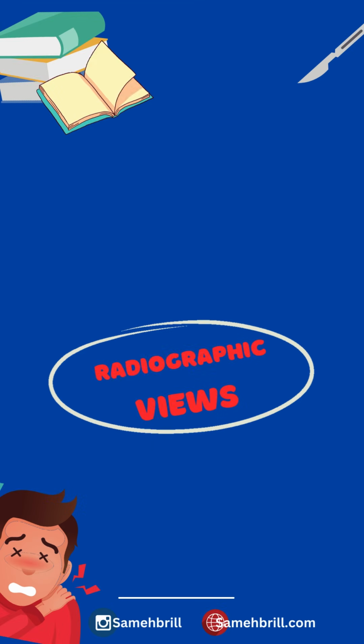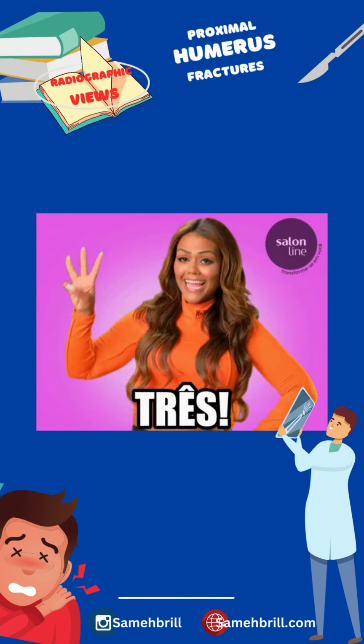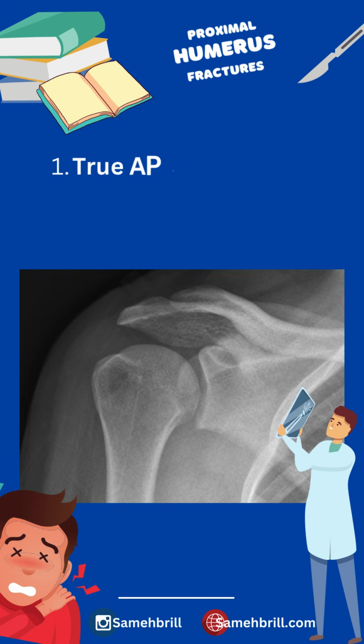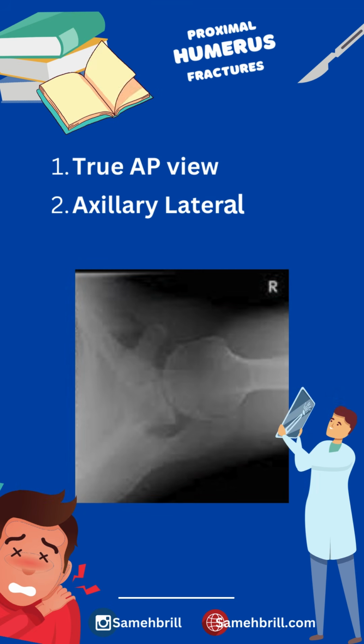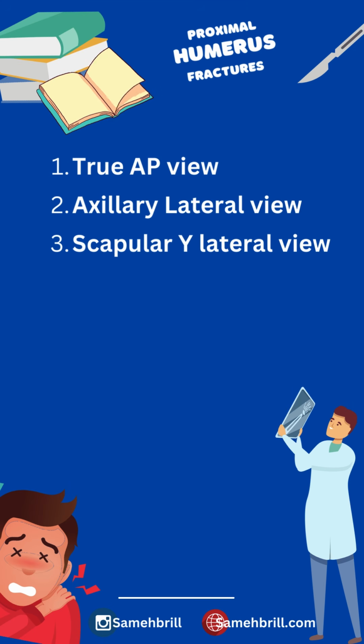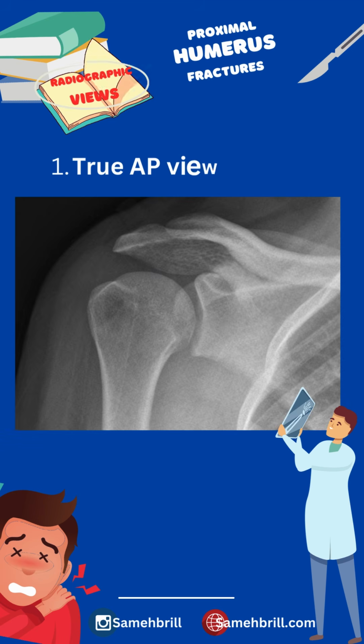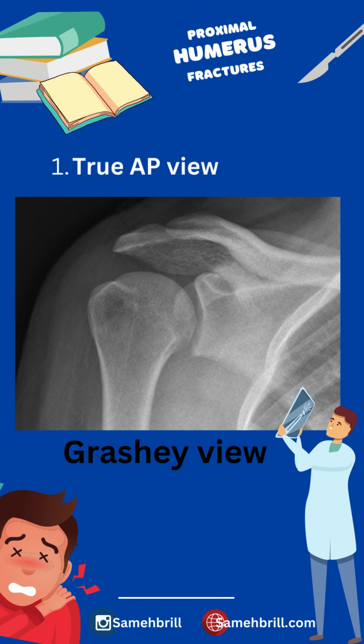Today we'll talk about the radiographs needed for proximal humeral fractures. There are three main views that should be obtained: the true AP view, the axillary lateral view, the scapular Y view. Those three main views are called the shoulder trauma series.